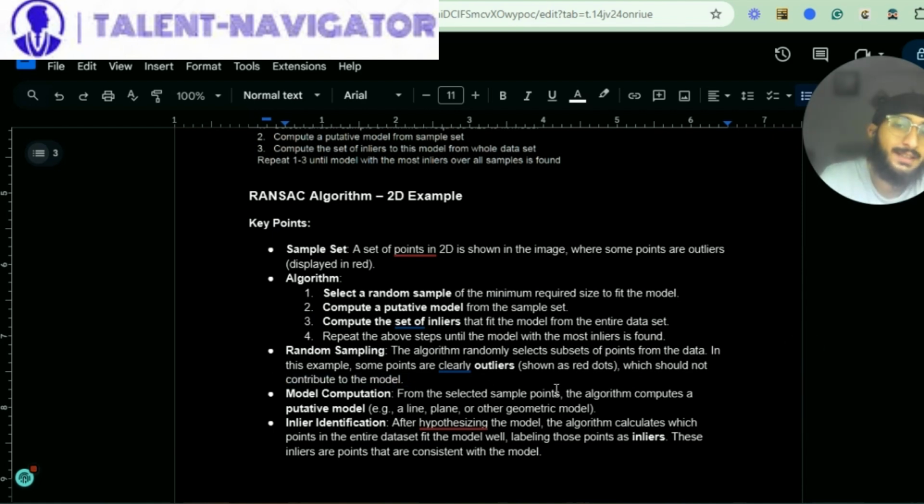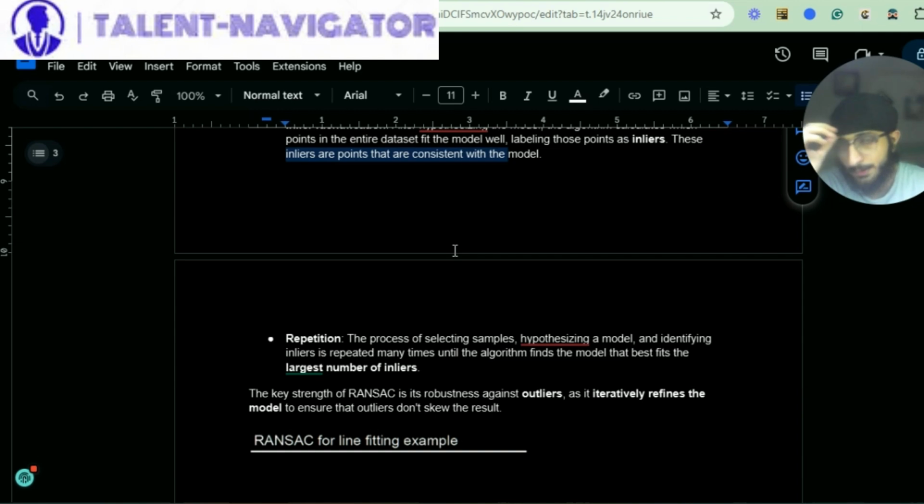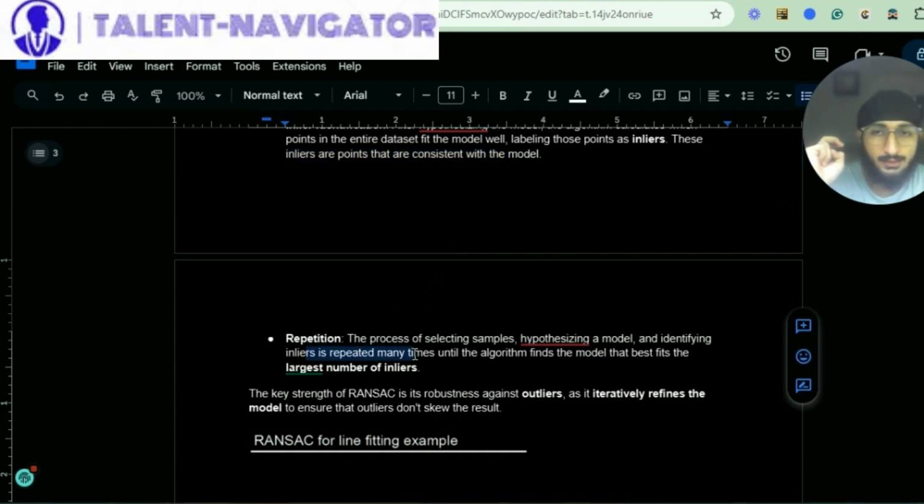Model computation: from the selected sample points, the algorithm computes a putative model, for example, a line, a plane, or other geometric models. And inlier identification: after hypothesizing the model, the algorithm calculates which points in the entire data set fit the model well, labeling these as inliers. These inliers are points that are consistent with the model. Now repetition: the process of selecting samples, hypothesizing the model, and identifying inliers is repeated many times until the algorithm finds the model that best fits the largest number of inliers.